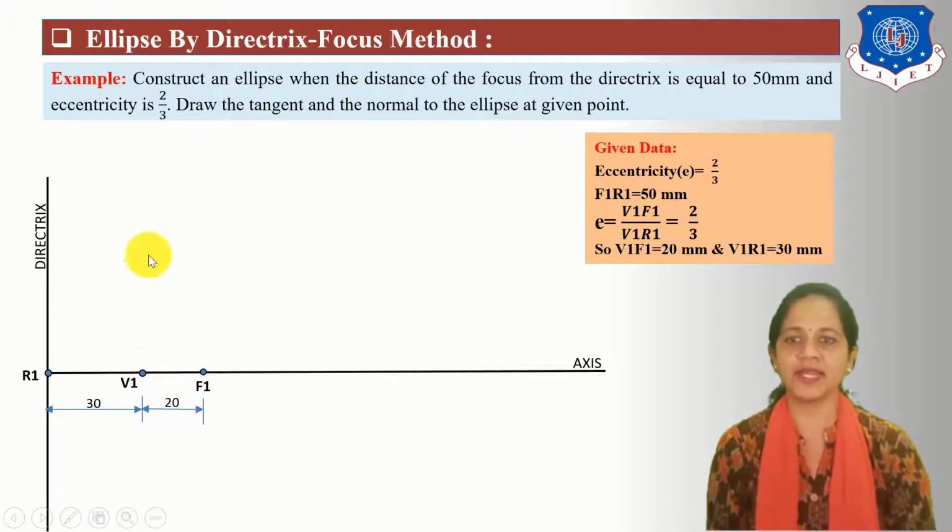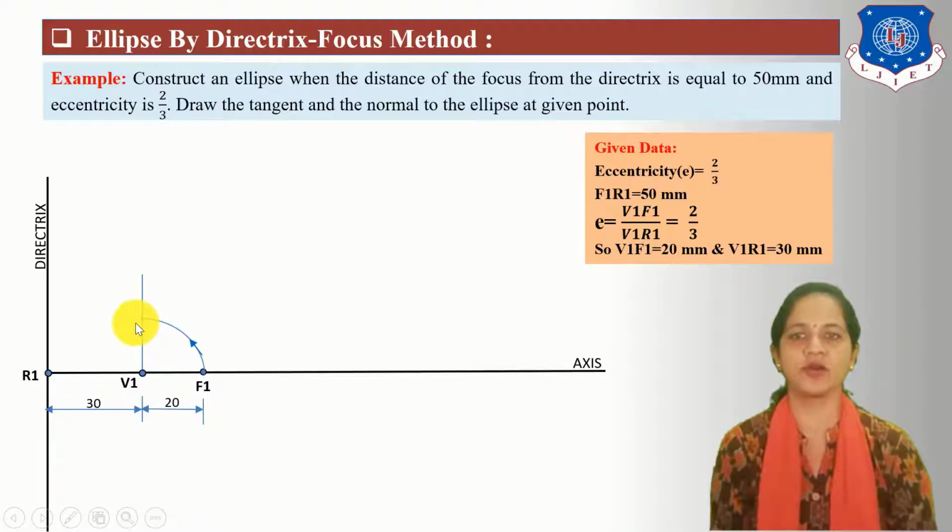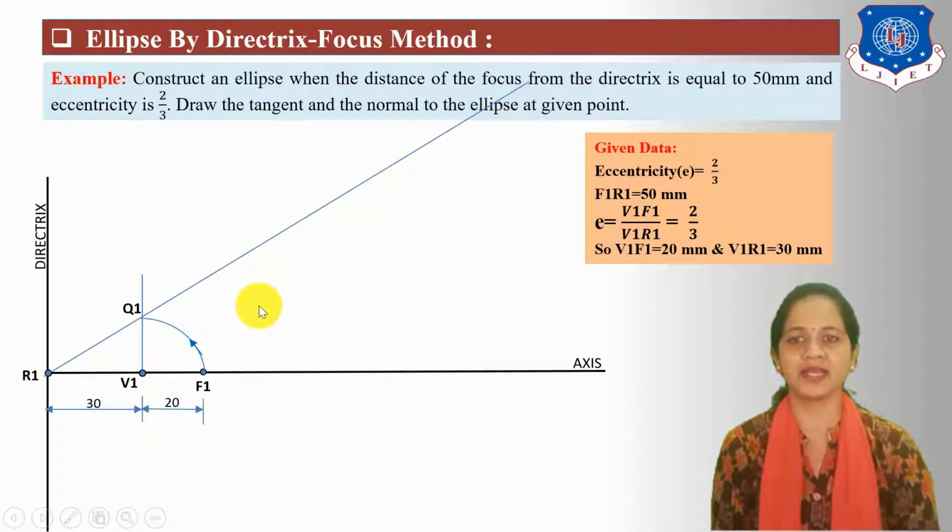Next draw a vertical line which is perpendicular to the axis from the V1 point. Next draw a quarter arc: take center V1, radius V1F1, and draw one arc up to this line. Mark the Q1 point here, and connect R1 Q1. Now the R1 Q1 line makes an angle which is less than 45.